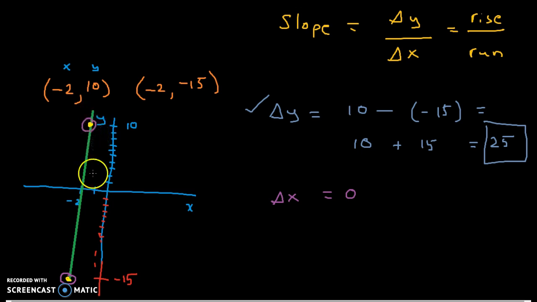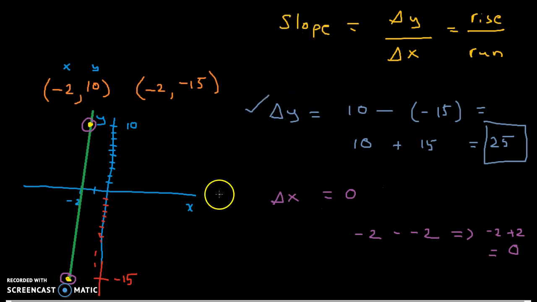And you could prove it, right? Because we ended up at -2, so that was our ending position minus where we started from, which was also -2. That is just the same thing as -2 plus 2. That is just 0. So our change in x is 0.